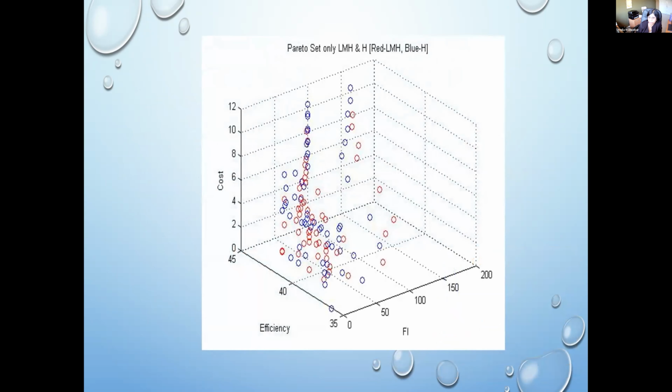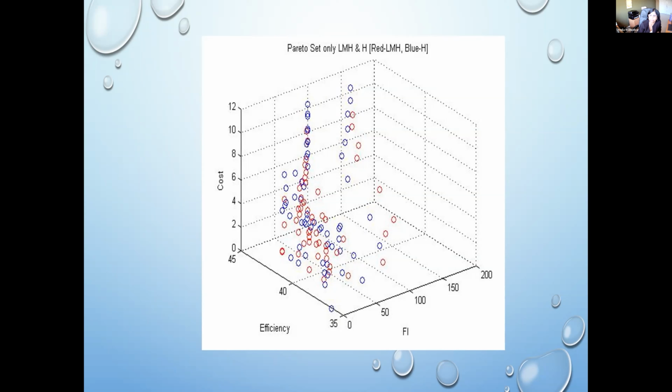We got the solution. Here are 3 objectives. We wanted to maximize efficiency, which is on the x-axis. The x and y-axes are efficiency and Fisher information, and the z-axis is the cost. Essentially, we got multiple solutions. Now, if you look at the blue ones, we consider low cost, medium cost, and high cost sensors.